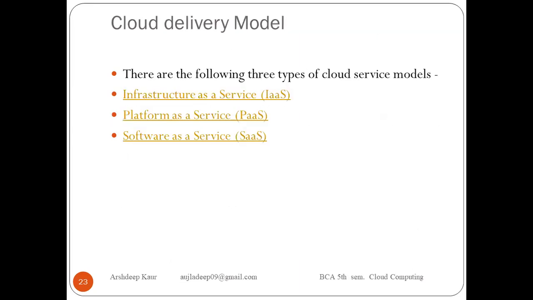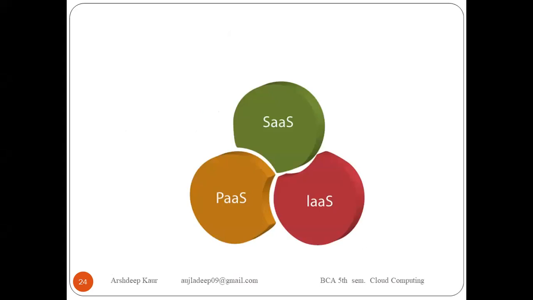Next, we have the cloud delivery model. We have three types of models: IaaS, PaaS, or SaaS. IaaS means infrastructure as a service. PaaS means platform as a service. SaaS means software as a service. So some companies provide infrastructure as a service, some provide platform as a service, or some provide software as a service. This is called the cloud delivery model.